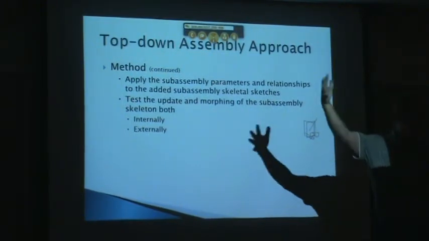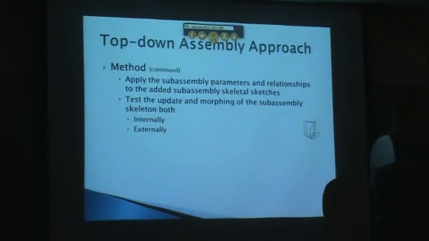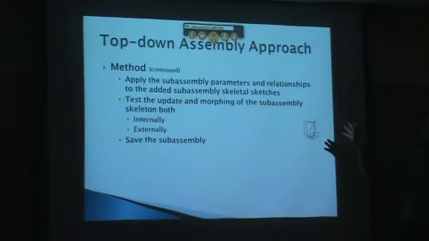The length, width, and height of the car, and we're going to watch to see if that subassembly moves where it needs to and sizes itself and updates. And all it is is skeletal geometry. We save the subassembly if everything updates right. We go back and do that for another subassembly, and another subassembly.